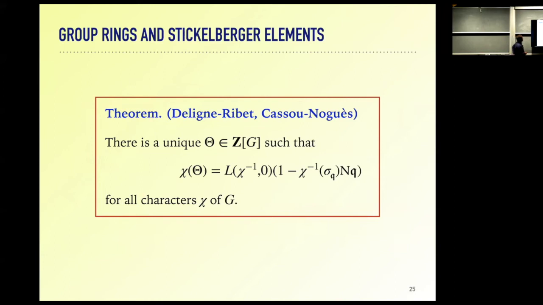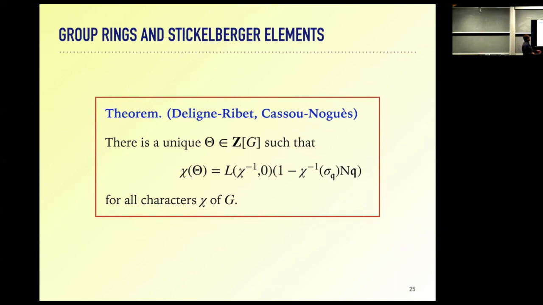All right. So now let me rephrase our work, get it into the language of Brumer with class groups and annihilation of class groups, because that's how our work works. So there's a unique element, which is called the Stickelberger element. I defined this yesterday. It's really important. This is the theorem of Deligne, Ribet, and Cassou-Noguès, that it's an element in the integral group ring, such that if I project it under every character of the group G, then I get exactly the L function, or L of chi inverse is the usual normalization, with this normalization factor of Deligne and Ribet that I mentioned earlier.